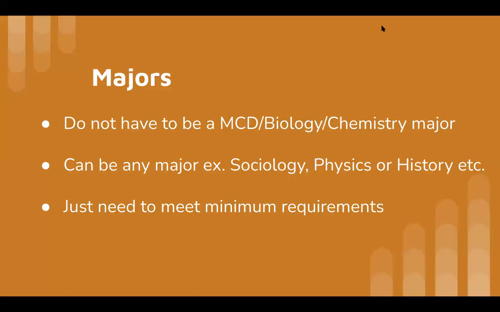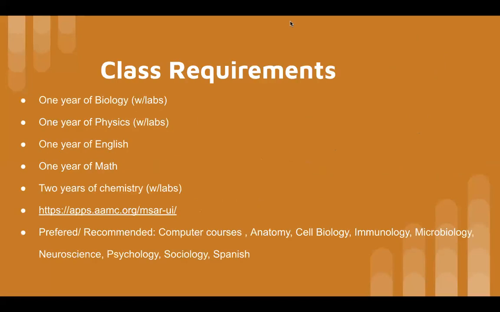And then also, I don't know what your majors are. However, please know that you do not have to be a biology or chemistry major. You really don't. They accept all majors. So for example, sociology, physics, history, etc. All you need is to meet the minimum requirements. And these requirements are 1 year of biology with the labs, 1 year of physics with the labs, 1 year of English, 1 year of math, and 2 years of chemistry with the labs.